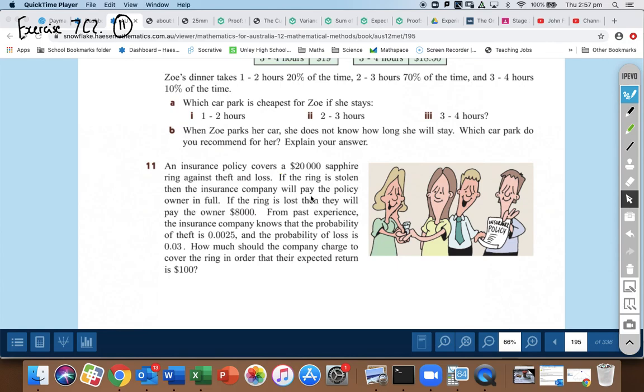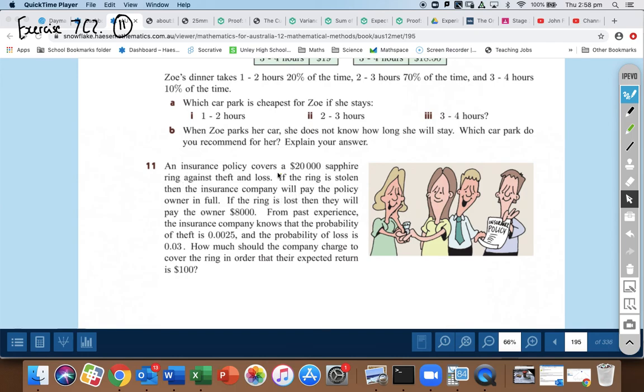Okay, g'day everyone. We're looking at question 11. This is in exercise 7C2. We've got a situation where a certain young lady is walking around town with a $20,000 sapphire ring.